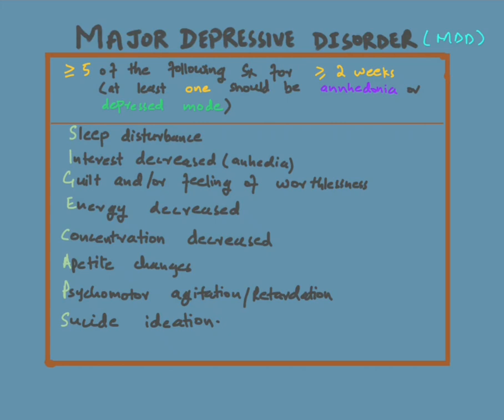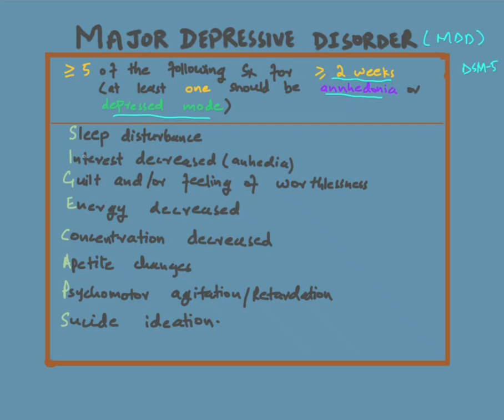So in order to fulfill the criteria for major depressive disorder according to DSM-5, you need at least 5 of the following symptoms for at least 2 weeks. At least one of those symptoms should be anhedonia, or loss of interest, or depressed mood. These are 9 symptoms, and we need 5 in order to diagnose major depressive disorder, and they should include at least one of anhedonia or depressed mood.